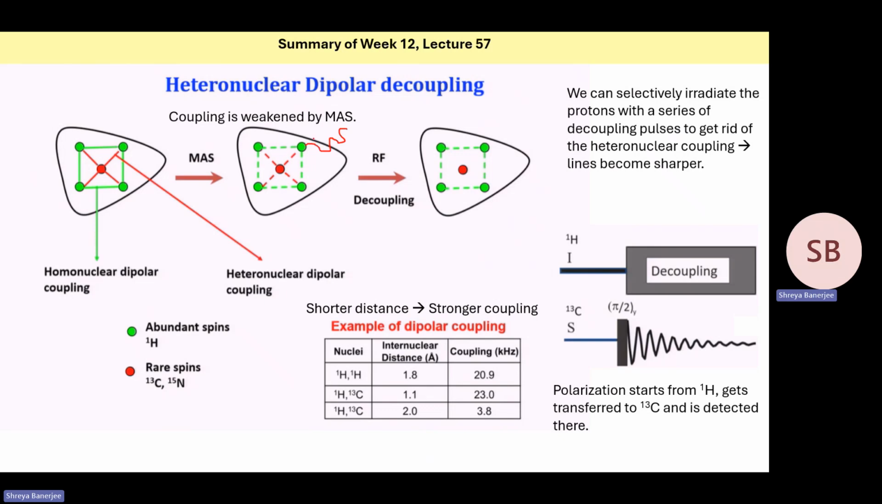Selectively, an RF pulse is given to the protons with a series of decoupling pulses to get rid of the heteronuclear coupling. So selectively all the protons are irradiated. We won't go into the details of the pulse sequence. We are just calling it a series of decoupling pulses. And what that is doing, it is cancelling out all the heteronuclear coupling. So decoupling of the heteronuclear dipolar coupling, and you only have homonuclear dipolar coupling, which is weakened by MAS.